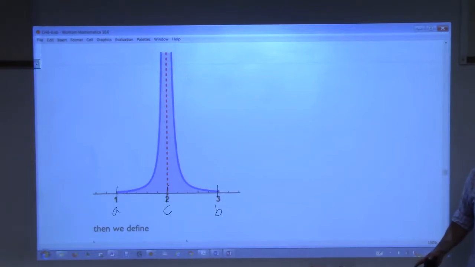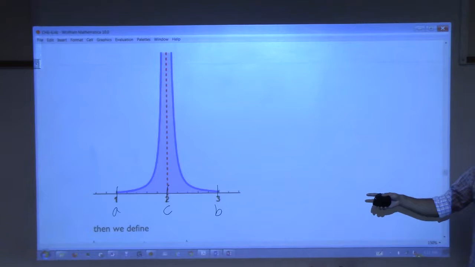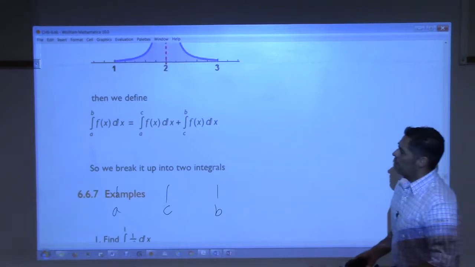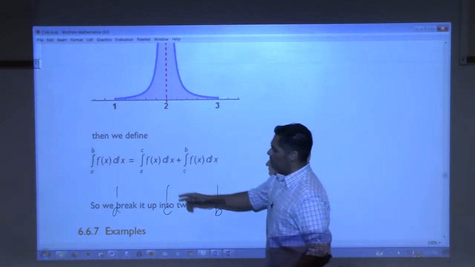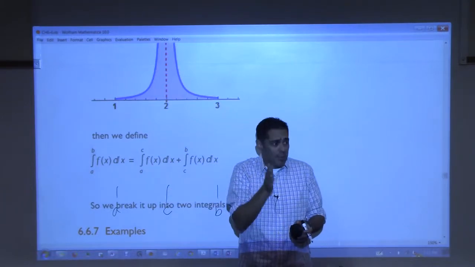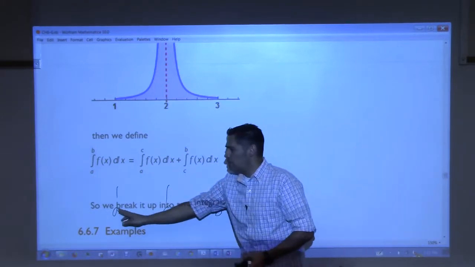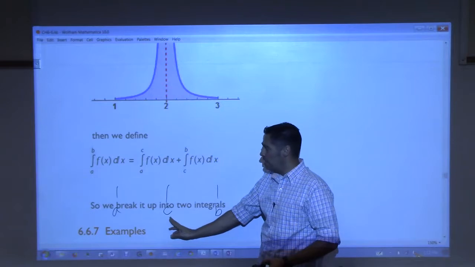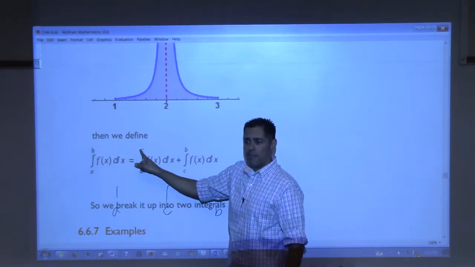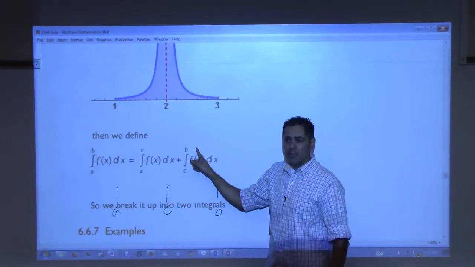Well, the limit may or may not exist. The function doesn't exist at C, right? Yeah, we're going to basically break it into two integrals. All right, so if we're trying to go from A to B, and there's a discontinuity somewhere in between them, let's say at C, then we'll first go from A to C, and then we'll go from C to B.